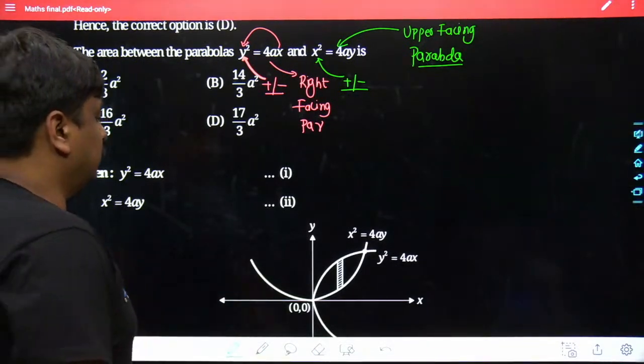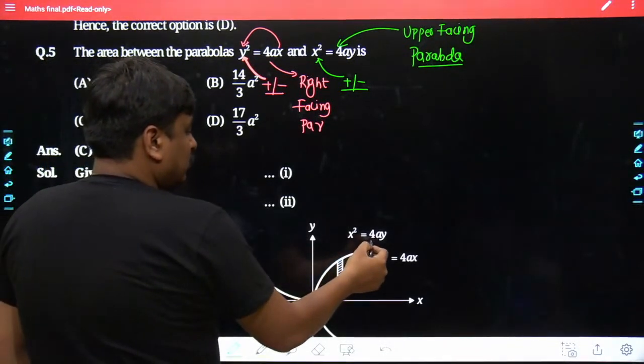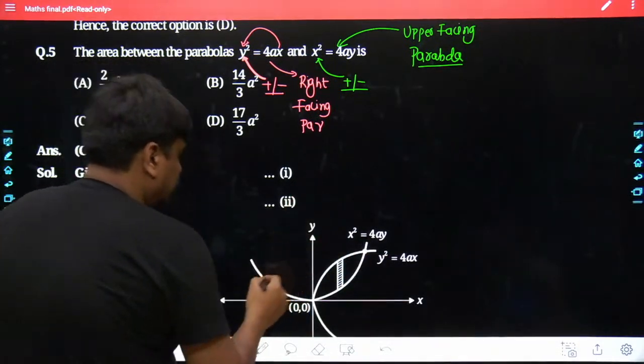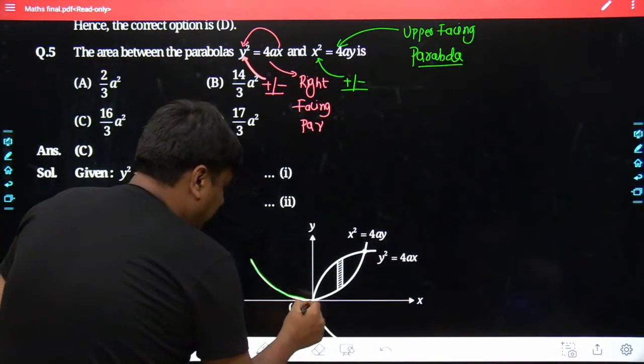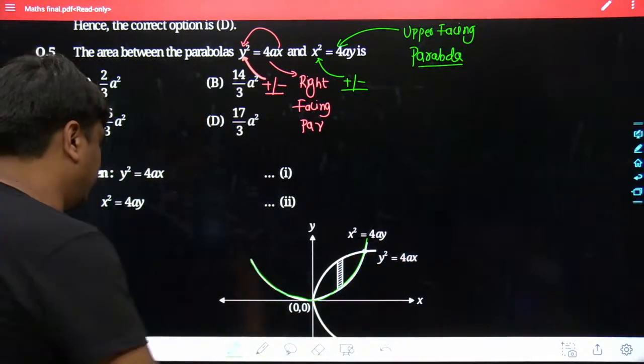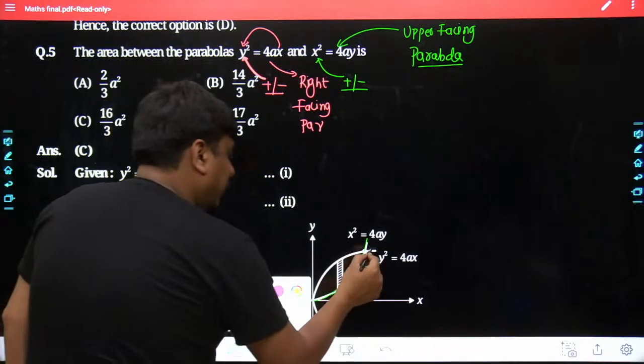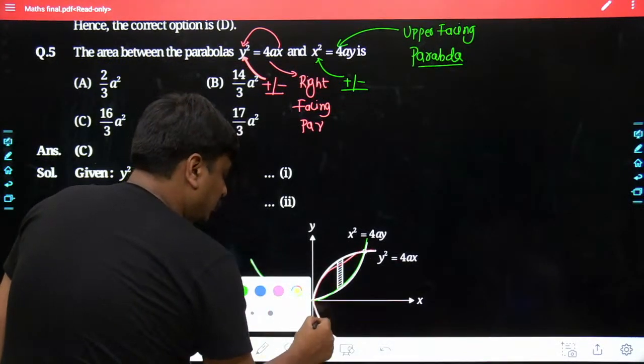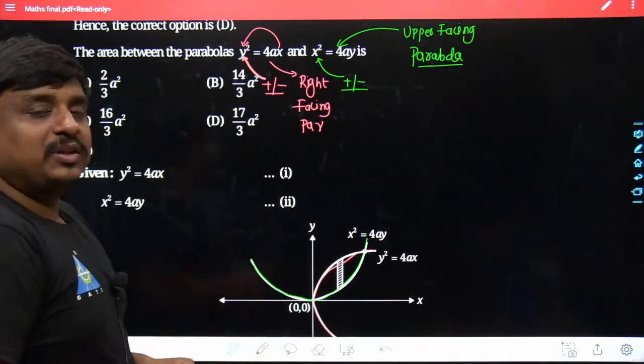So you yourself would be able to understand that over the same plane I have drawn the two parabolas. The x square equals 4ay is an upper facing parabola. Let me draw it with the green color. And similarly, y square equals 4ax is the right facing parabola.